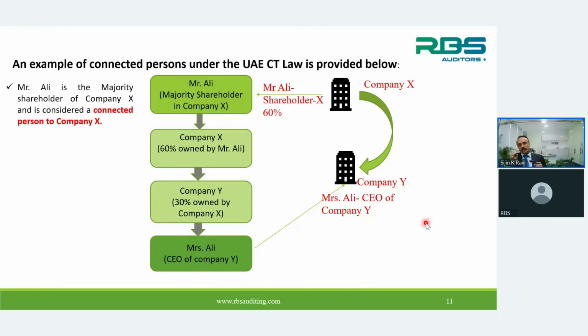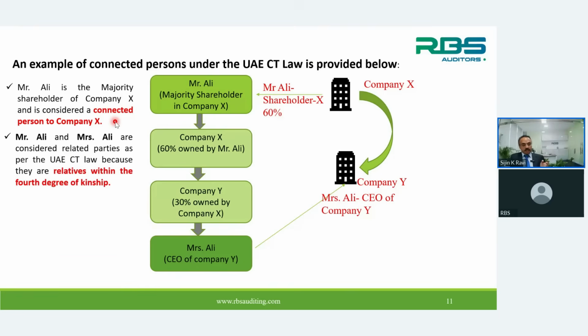If you look at the first angle, Mr. Ali is the majority shareholder of company X, so he is considered a connected person for company X. And second, Mr. Ali and Mrs. Ali are considered related parties as per the UAE CT law because their relatives are within the fourth degree of kinship. That means a natural person. In this case it is a first degree of kinship, so automatically she is a connected person for company X.